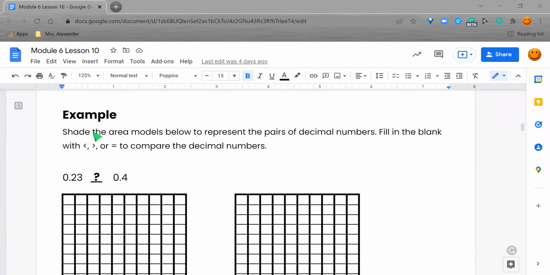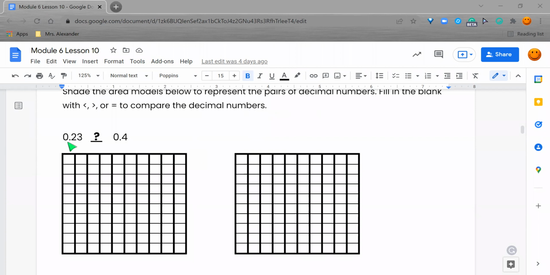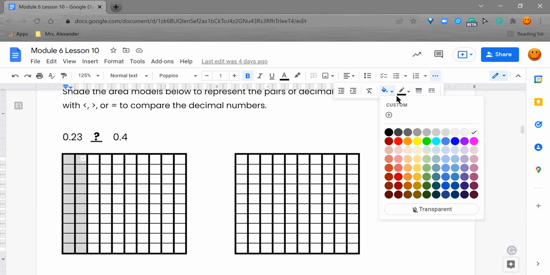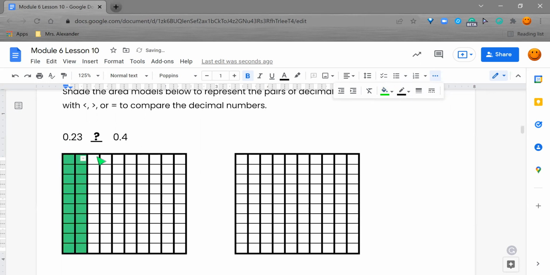Here's our example: shade the area models below to represent the pairs of decimal numbers. Fill in the blank with the less than, greater than, or equal to sign to compare the decimal numbers. So we have 0.23, and I know that right next to the decimal, this 2 is tenths. So I know this is 100 boxes, so I need a tenth. So I need 1 full row. So I'm going to highlight 2 rows. And then 3, because it said 23. So I need 23 out of 100 boxes shaded.